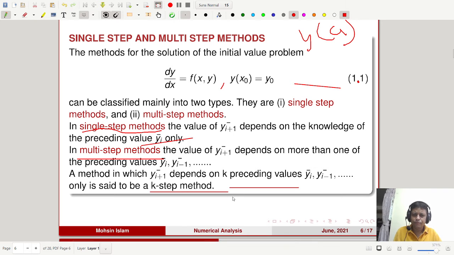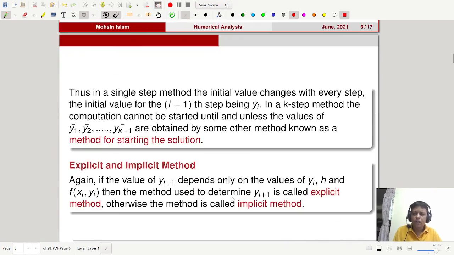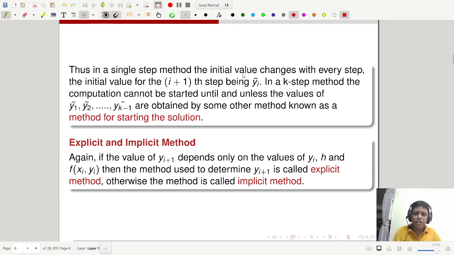Okay, everybody? Now, next. Thus, in a single step method, the initial value changes with every step. The initial value for the i+1th step is yi bar. In a k-step method, the computation cannot be started until the values of y1 bar, y2 bar, etc. are obtained by some other method known as a method for starting the solution. So that is the disadvantage of the multi-step method. But in a single step method, the initial value changes with every step.